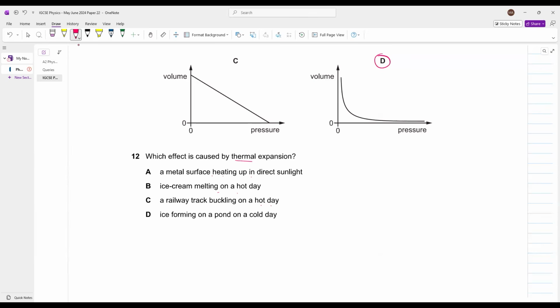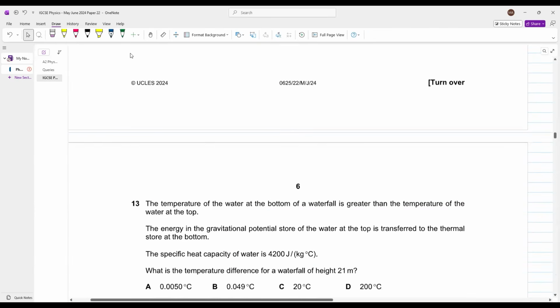What effect is caused by thermal expansion? A metal surface heating up in direct sunlight? No. Ice cream melting on a hot day? No. A railway track buckling up on a hot day? Yes, C is your answer. If there is buckling in your railway track, that is probably caused by thermal expansion.